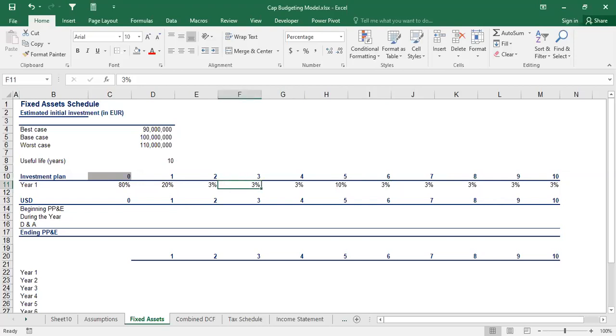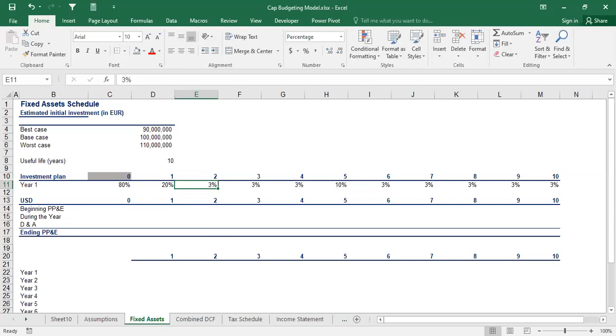So you can assume 3%, 3%, 3% based on the nature of your equipment. You know how much capex it requires because you keep on changing the parts, not the small parts which come in maintenance, but on upgradation.